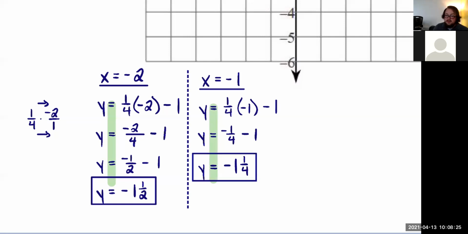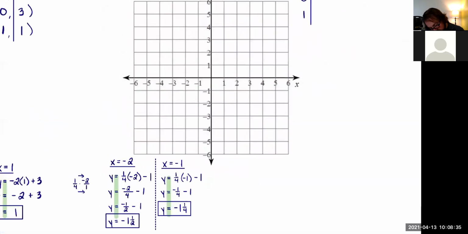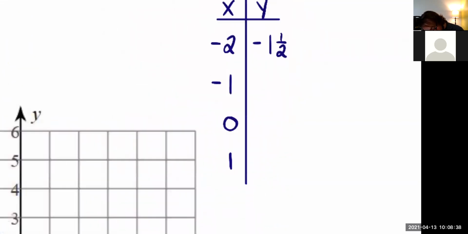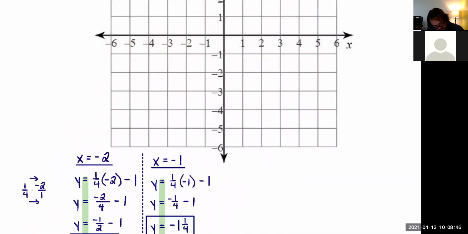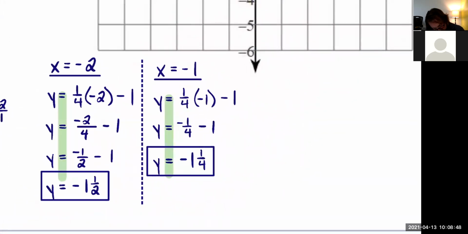So again, we're dealing with some relatively smaller numbers here. Again, I wouldn't necessarily have known this until I dove into this problem head first. So back up here in my table, -1 for x is paired with a -1 and 1/4 for y. And then I come back again to continue to repeat this process.